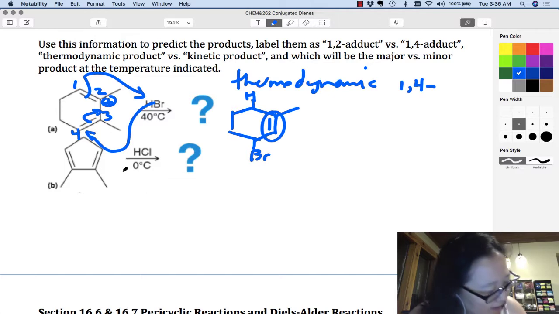Okay, for the next one, this is going to favor the kinetic product because we're at a lower temperature.